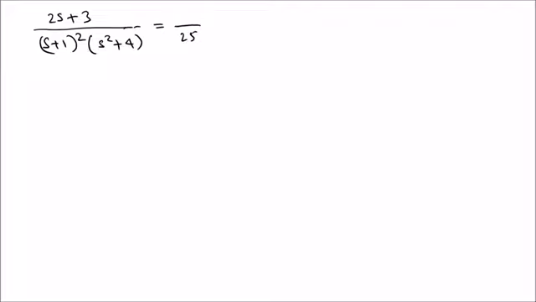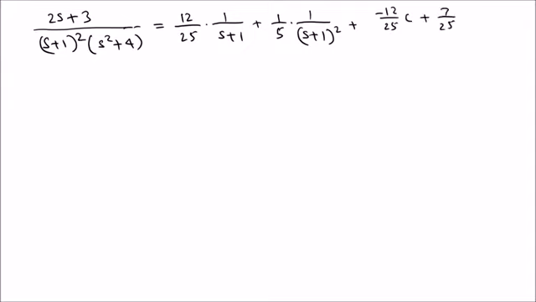So it is 12 over 25 times 1 over s plus 1, and then we had b is 1/5 times 1 over (s plus 1) squared, and then we had c, negative 12 over 25, that's the c value, and the d was 7 over 25, over s squared plus 4, but you can split these two to get a sine and cosine term. Okay, now we have everything we need.